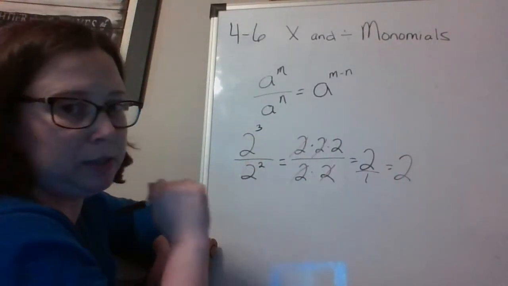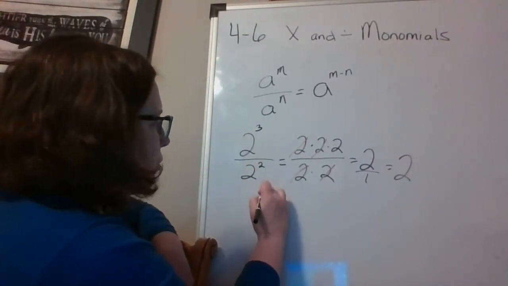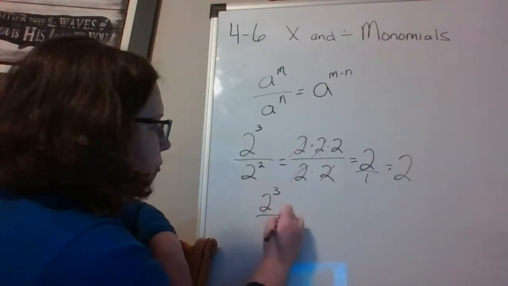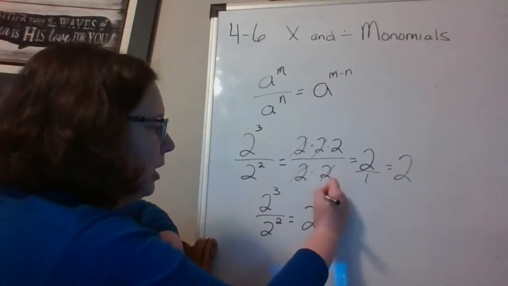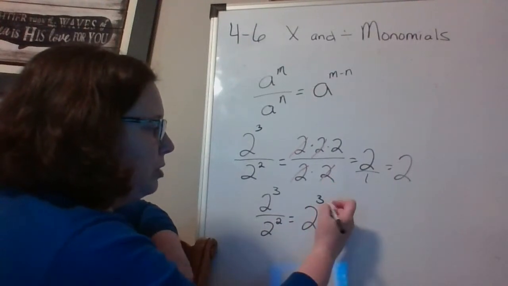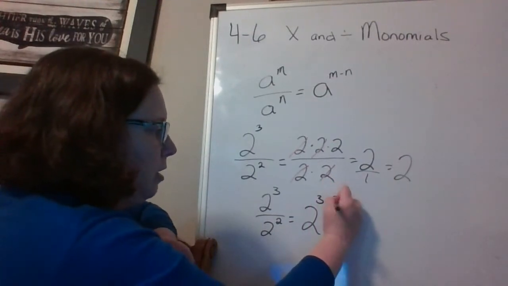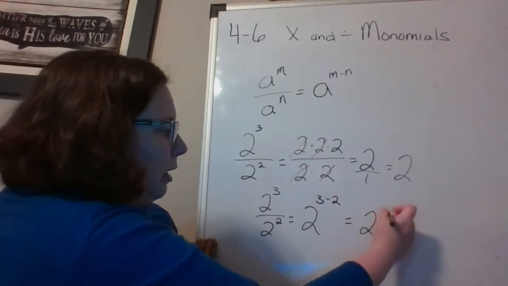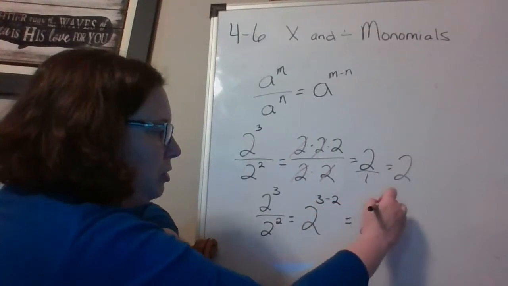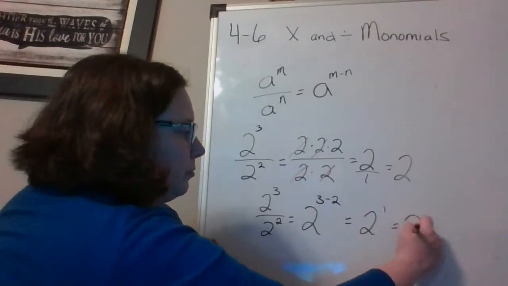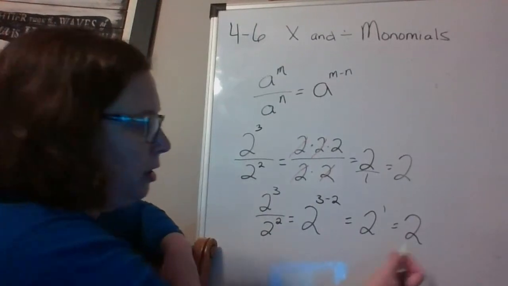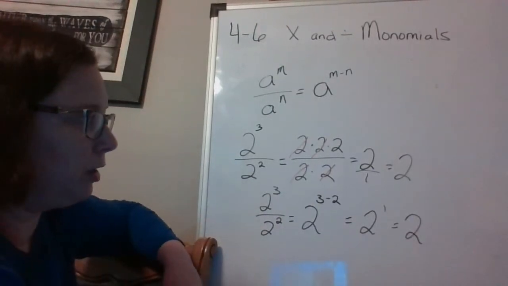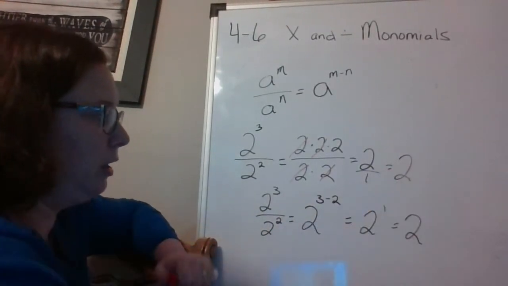Think about what happens when we use our rule. If we had this and we remembered, okay, we have the same base, I'm going to take my numerator's exponent minus my denominator's exponent, and that would be 3 minus 2 is 1. 2 to the first power, multiplying 2's, I have one of them. So my final answer there would be 2, same as I got here.